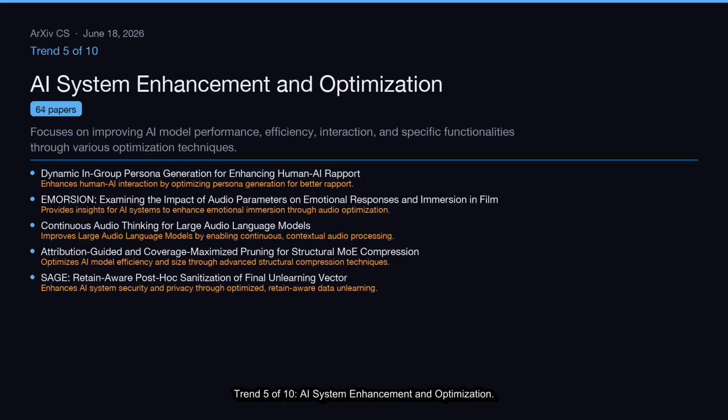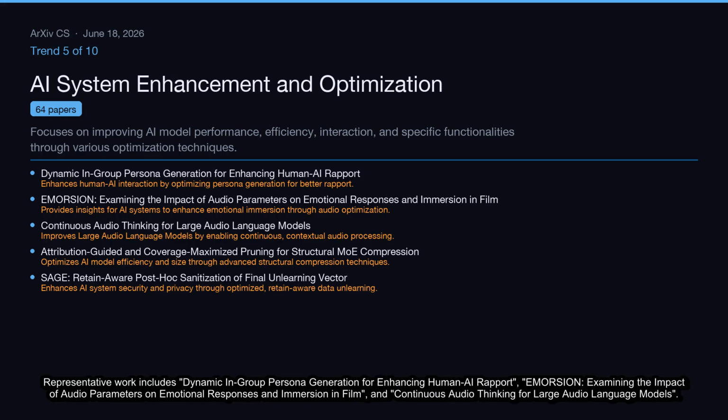Trend 5 of 10, AI system enhancement and optimization, focuses on improving AI model performance, efficiency, interaction, and specific functionalities through various optimization techniques. This cluster covers 64 papers. Representative work includes dynamic in-group persona generation for enhancing human-AI rapport, immersion, examining the impact of audio parameters on emotional responses and immersion in film, and continuous audio thinking for large audio language models.